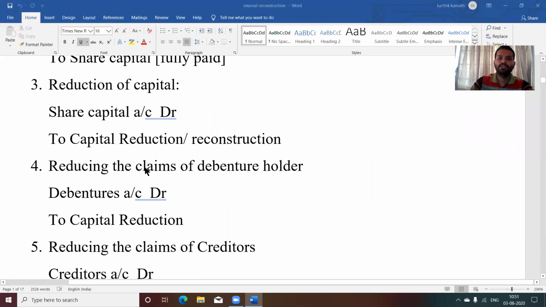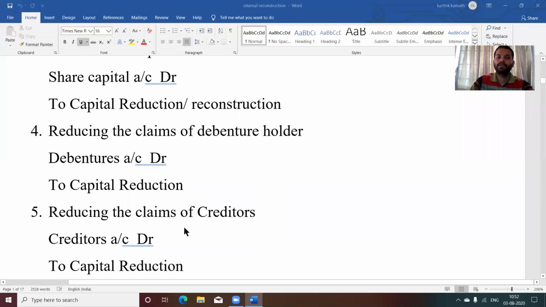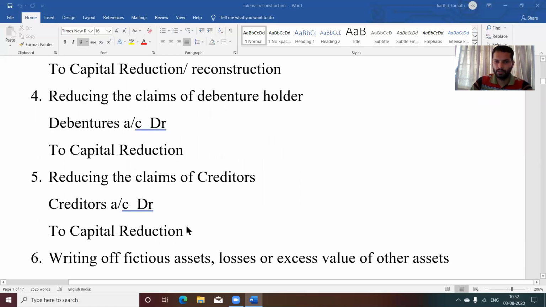Next one, reducing the claims of debenture holder. So again, see, debenture account is debited and capital reduction account is credited. Debentures account debit to capital reduction account. Then reducing the claims of creditor. Again, creditors account debit to capital reduction account.